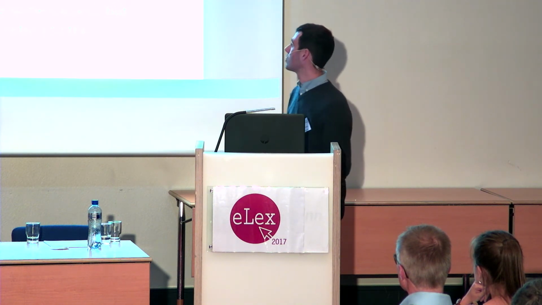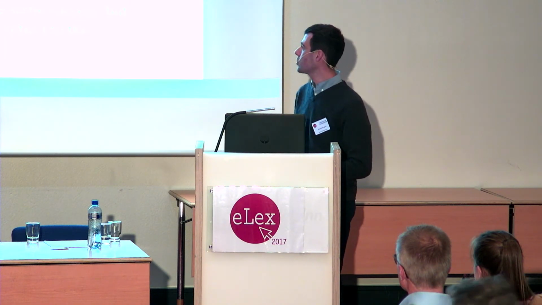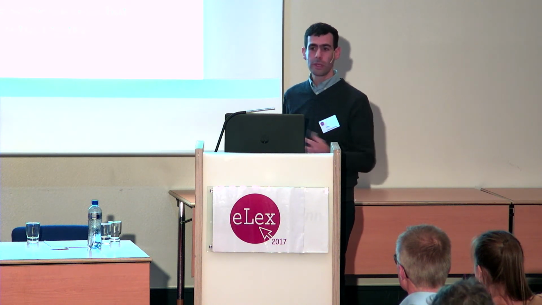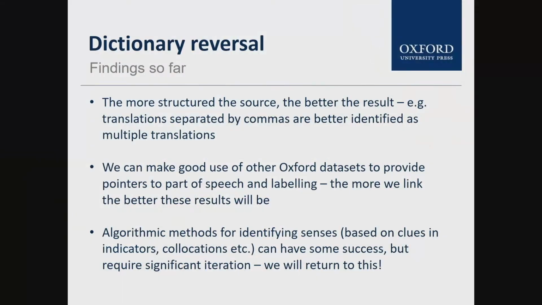We can make good use of our other Oxford data sets for things like pointers towards parts of speech or labeling. For example, for the English-Romanian I showed, we have a Romanian monolingual that we've licensed from another publisher, which we have made available online. We have that in our data store too, and that has very good pointers towards what the Romanian-English information might be. So we can use that as a reference or infer certain characteristics from that. And the more we link these data sets together, the better the results will become.